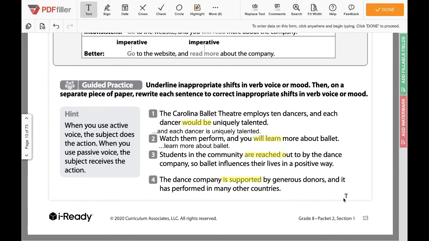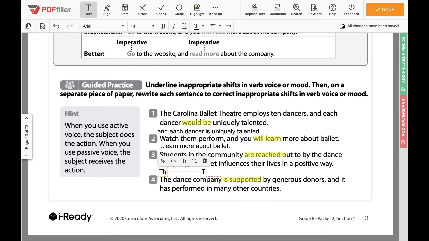Students in the community are reached out to by the dance company, so ballet influences their lives in a positive way. We just have to change the beginning in this one. So we need to make this more of an active voice because right now it's a passive voice. So students in the community are reached out to by the dance company. Who's the one actually doing the action? If we are here, it seems like the subject is students in the community, but the dance company is the ones reaching out, right? But it seems like maybe it's not that way because it's passive.